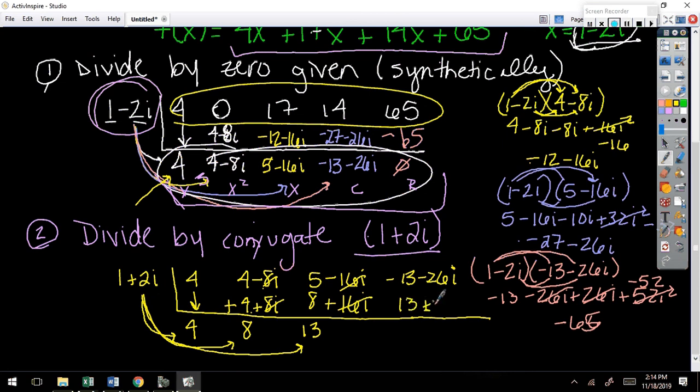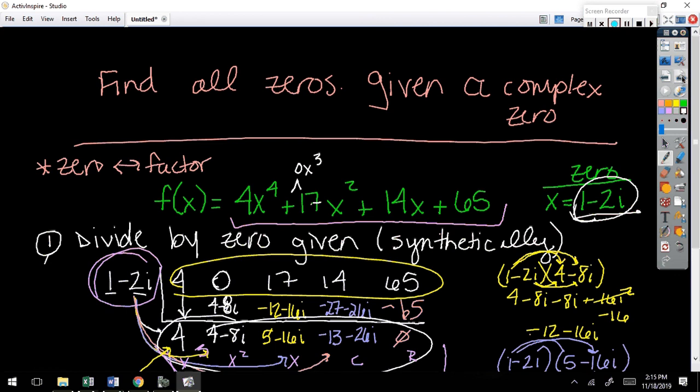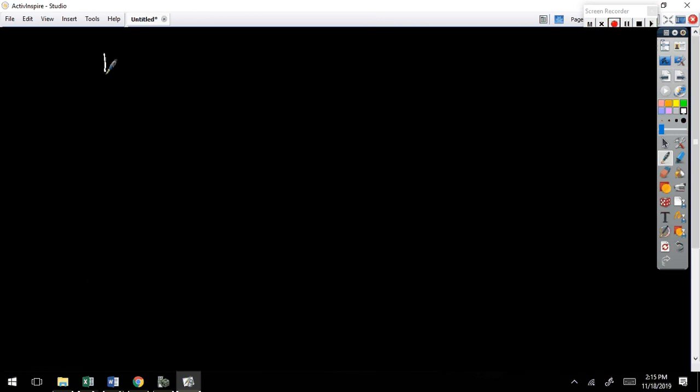So now look at what we have to do. So now we've got these two complex zeros, right? We know what they are. They are 1 minus 2i, which was given to me in the beginning, and 1 plus 2i. And whenever I factored that just now, I found out, remember the bottom of that synthetic was 4, 8, and 13, which tells me that 4x squared plus 13x plus 8 is also a factor.